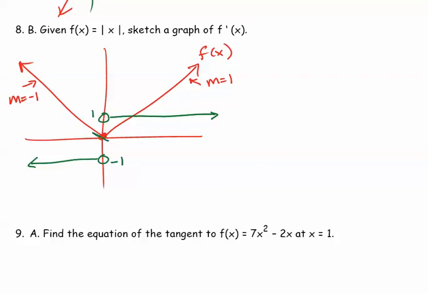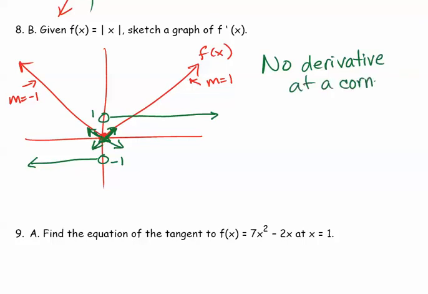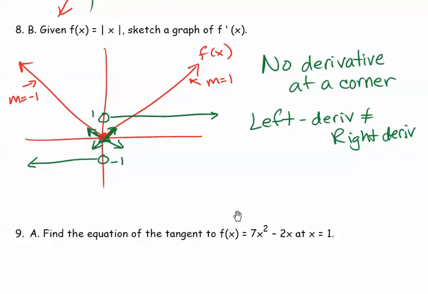At the corner, we have one tangent going with a slope of positive 1 and the other tangent going with a slope of negative 1. How could we choose a derivative? We can't choose the slope. So there is no derivative. There is no derivative at a corner because the tangent from the left side and the right side do not agree. So the left derivative is not equal to the right derivative. So we can't choose at a corner, so there is no derivative. All right.